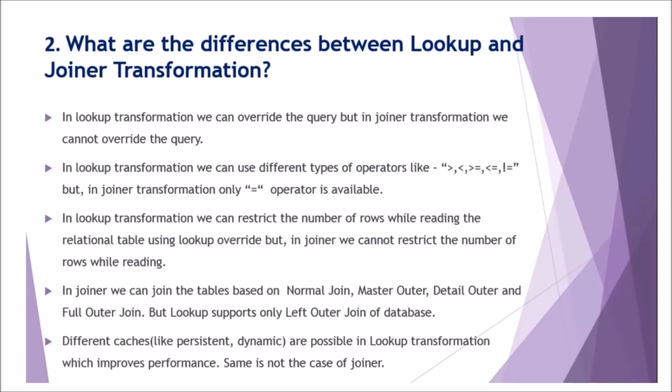In lookup transformation we can restrict the number of rows while reading the relational table using the lookup override query, but in joiner transformation we cannot restrict the number of rows while reading. In joiner, we can join the tables based on normal join, master outer join, detail outer join, and full outer join, but lookup supports only left outer join of the database. Different caches like persistent and dynamic are possible in lookup transformation, which improves performance, but it is not the same for joiner because there is no concept of cache in joiner transformation.